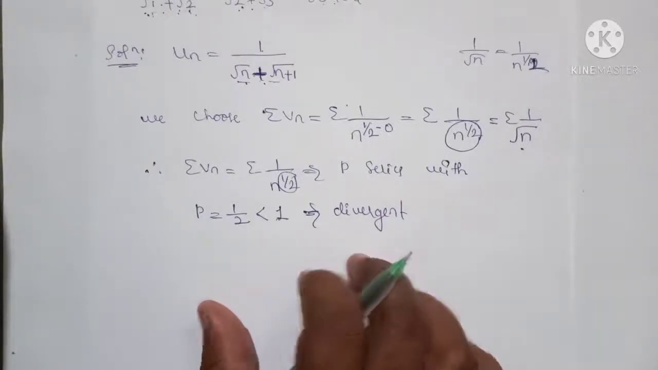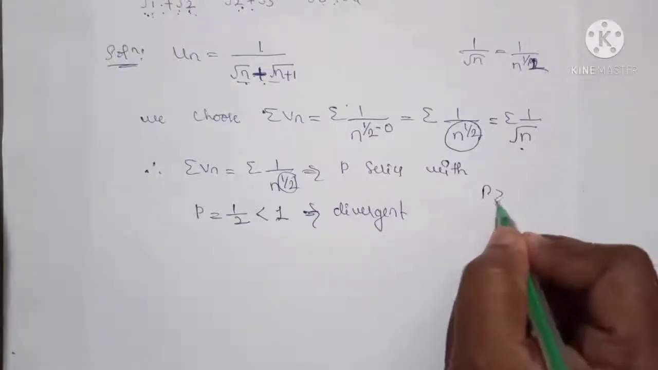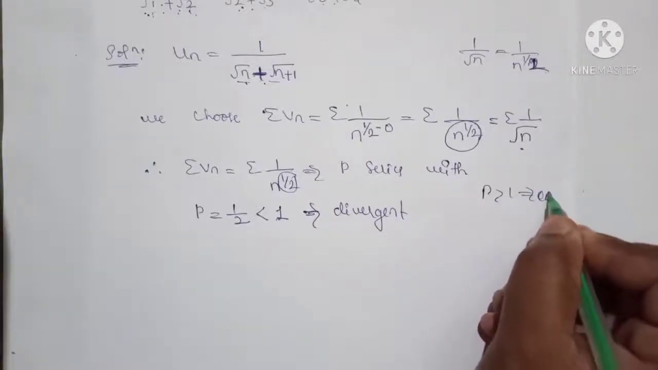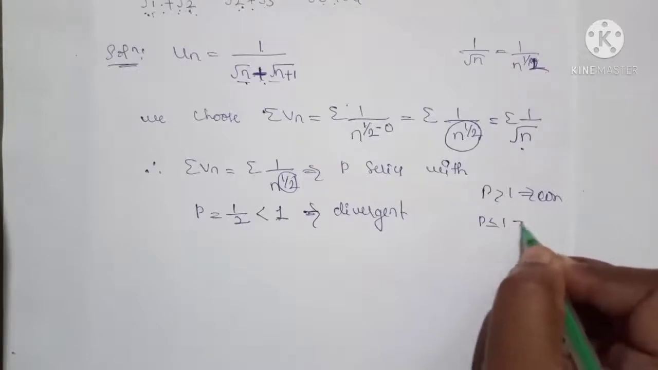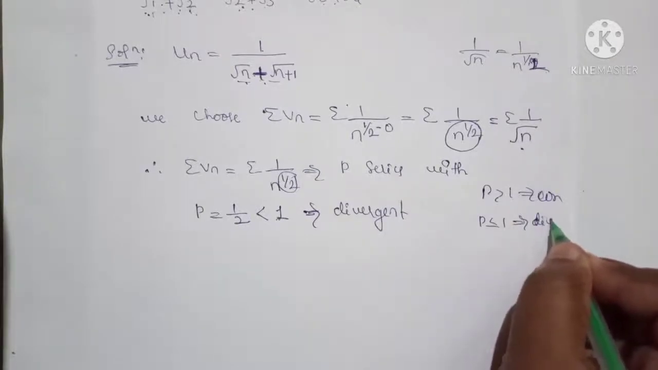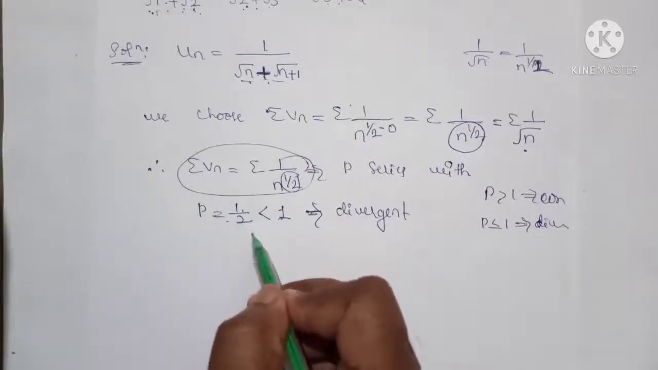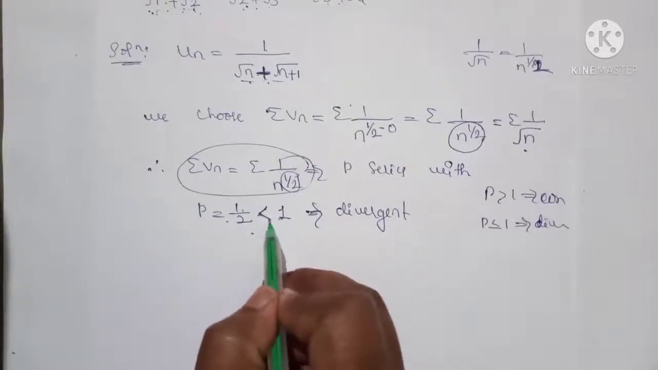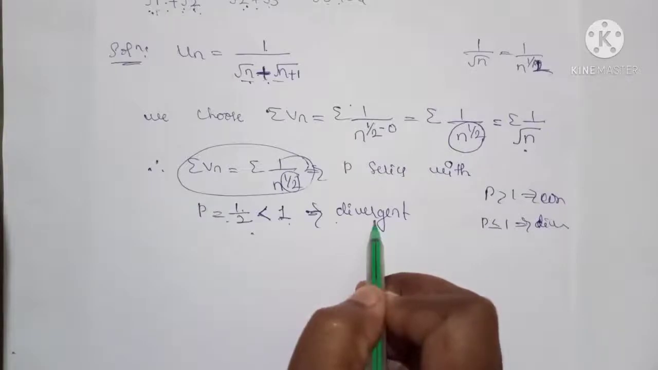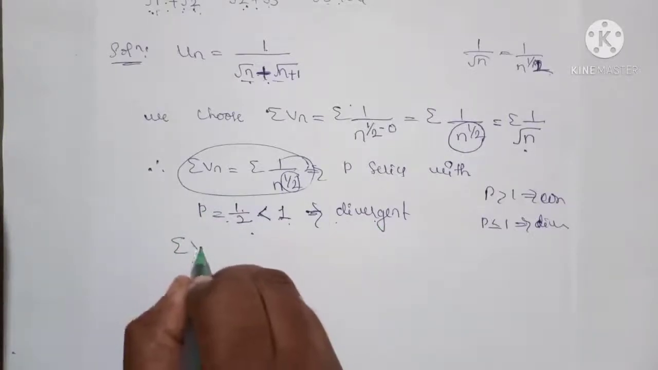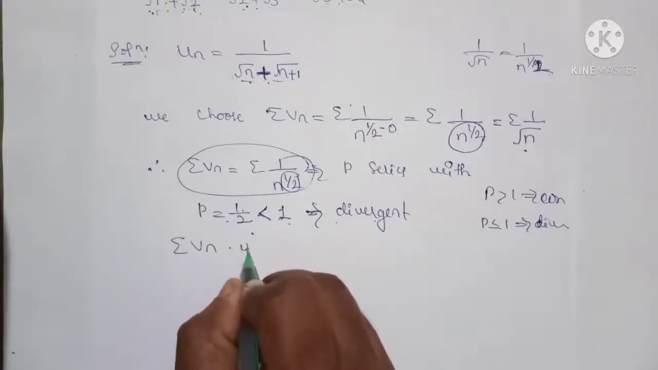So in the p series, we have already seen the definition of p series and the test for the p series. If p is greater than 1, then it is convergent. If p is less than or equal to 1, then it is divergent. Since this is a p series with p equal to 1 by 2, which is less than 1, therefore it is divergent. Which one is divergent? Summation Vn is divergent, right?